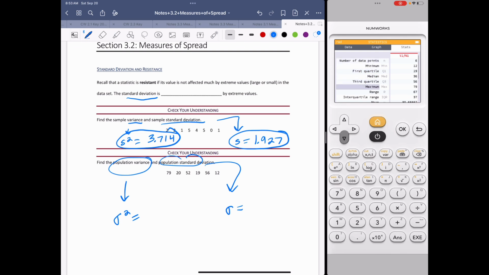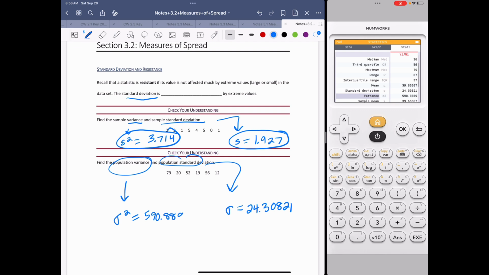Go to where you see this mean that's population. That's where your population data is going to come in. My population standard deviation, I'm going to list that just like it is, the whole thing. 24.30821. And the variance, I'm going to do the same thing with variance. 590.389. Okay, so that's what we've got with that, population variance and population standard deviation.